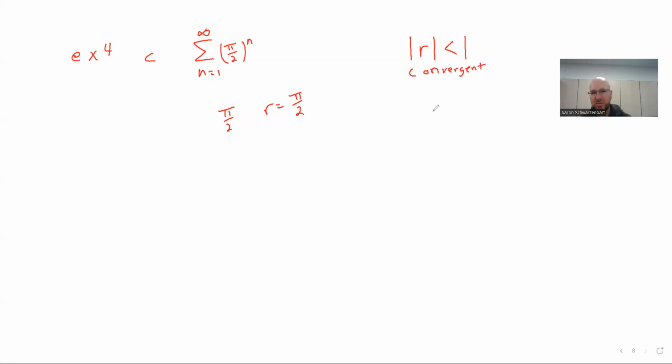So that could be negative, but it's got to be between -1 and 1. If the absolute value of the common ratio is greater than or equal to 1, it's divergent. So this diverges, which really means there is no sum. The more terms I add, the bigger it gets, or sometimes the smaller it gets, but in this case, it's the bigger.